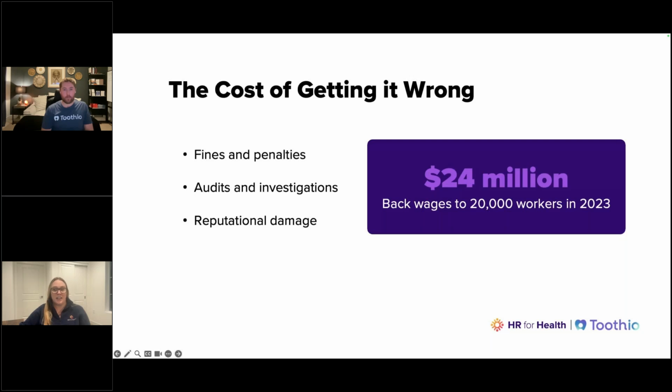And so what you can see is, according to the US Department of Labor in 2023, they recovered 24 million in back wages for roughly 20,000 workers in that year. And a lot of it is related to misclassifications. So what we want to look at, and Ian touched on this, is that when you're hiring somebody, this is the opportunity to set yourself up for success from a compliance perspective.